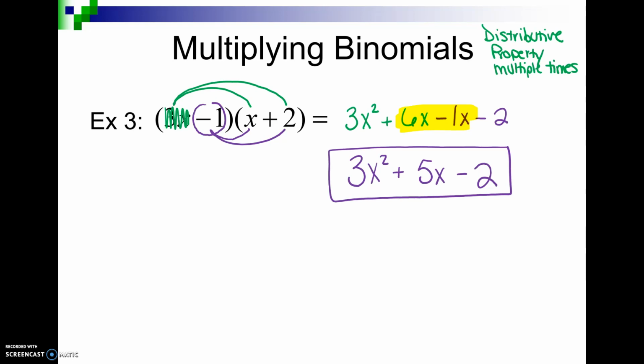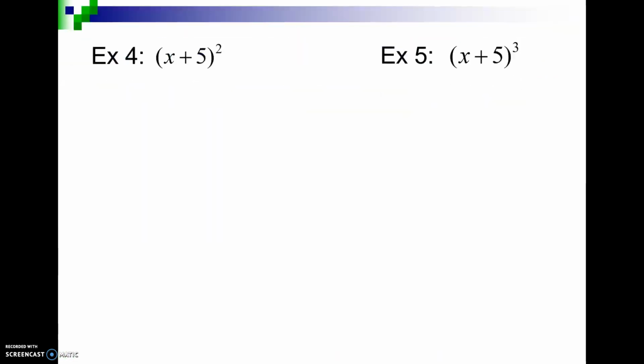Honestly, there are some tricks that allow you to get to this answer faster, but those tricks are just that. They are tricks, and if you don't remember the trick, then you're screwed. So the best thing to do is distribute the first thing to the second set of parentheses, distribute the next term to the second set of parentheses. Keep doing that as many times as you need to until you're done.